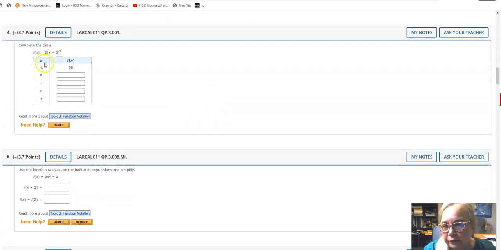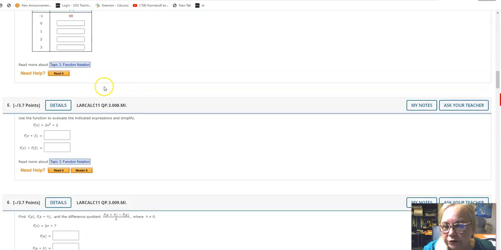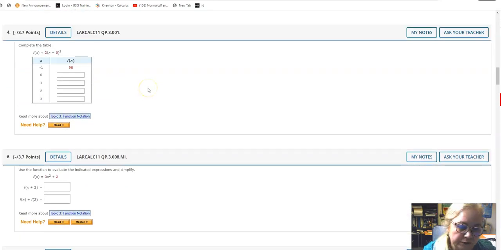Complete the table. Basically, you need to plug in x and calculate the value of the function. What is the function? Function is a relation.